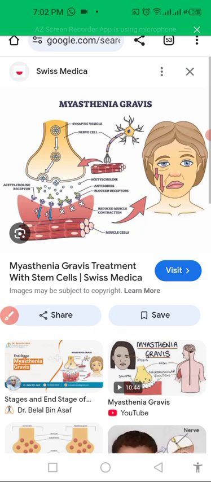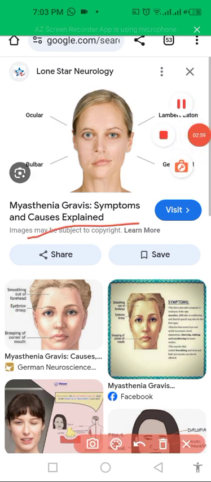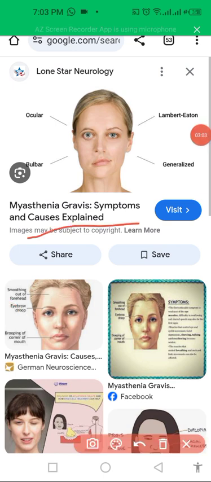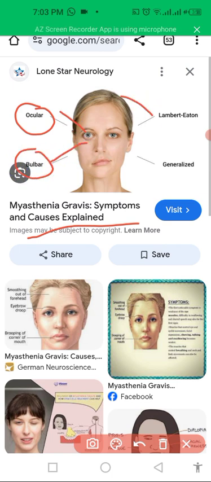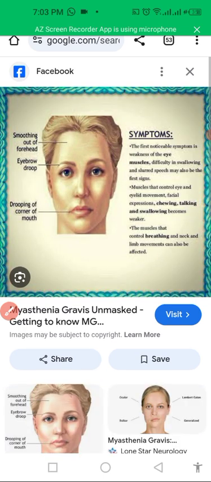Lambert-Eaton syndrome. So there is a difference between myasthenia gravis and Lambert-Eaton syndrome that you have to remember. As you can see, in myasthenia gravis there are ocular problems like ptosis and bulbar problems, while in Lambert-Eaton syndrome no such signs and symptoms are found. So this is the difference between myasthenia gravis and Lambert-Eaton syndrome.